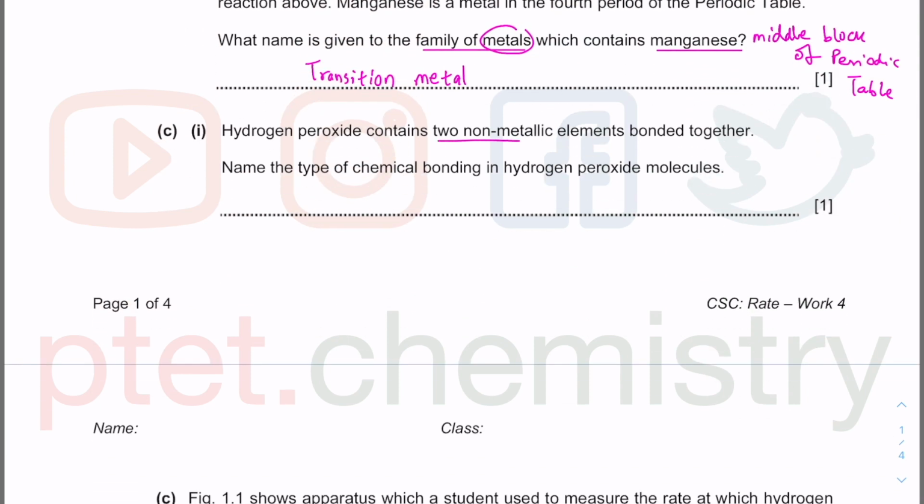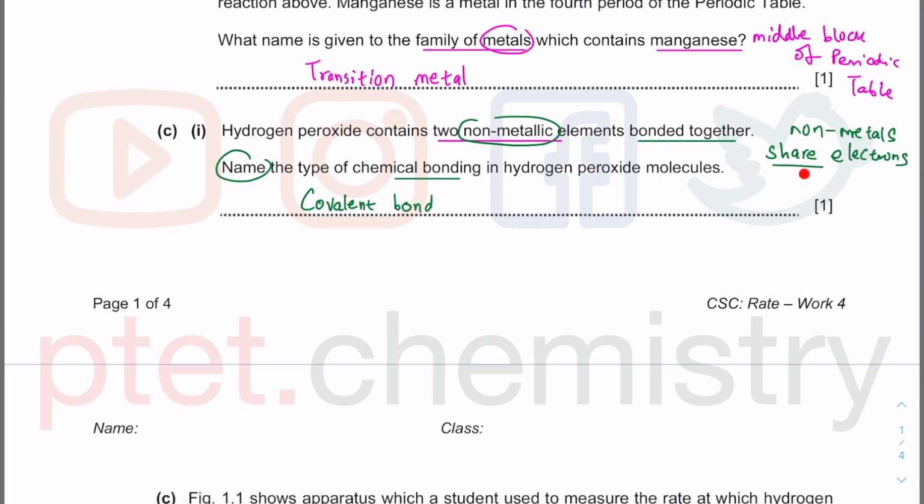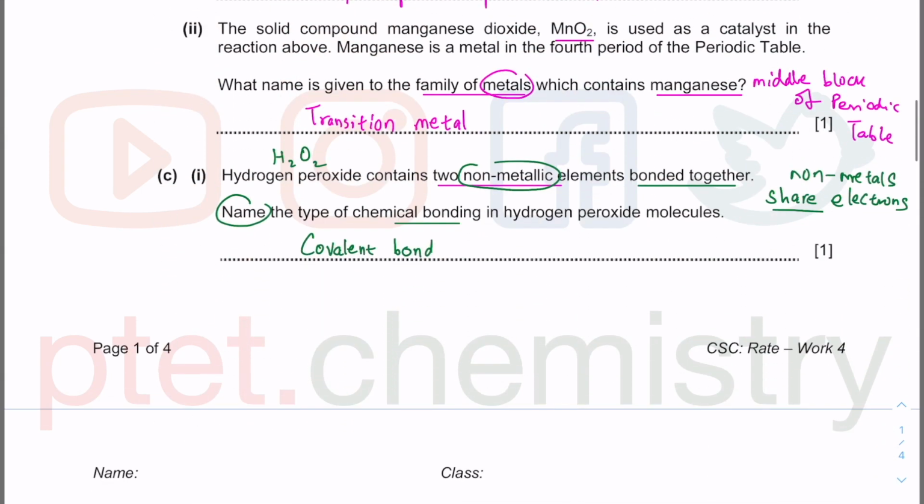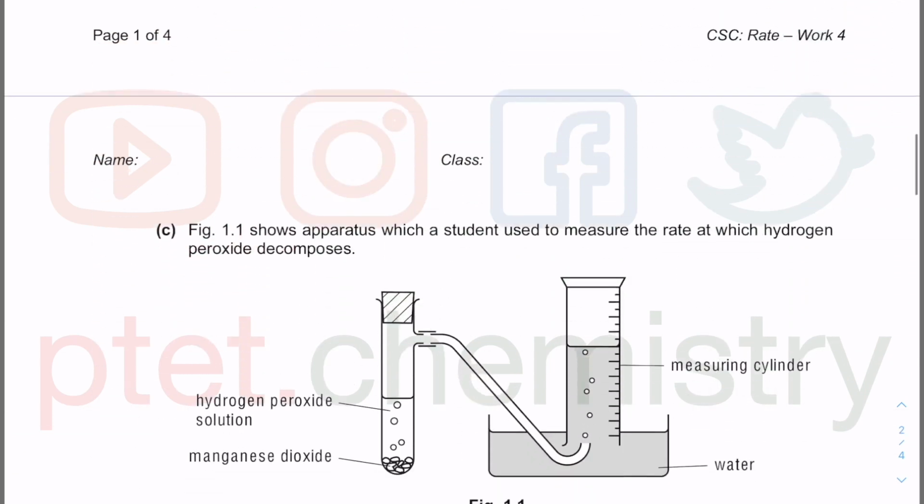Hydrogen peroxide contains two non-metallic elements. The key word there really is non-metals. Non-metals and non-metals form covalent bonds by sharing electrons. Non-metals don't like to transfer electrons by losing or gaining. Instead, they share electrons. So the type of chemical bond is going to be covalent bonding. Covalent bonds involve sharing of electrons between non-metals. Hydrogen peroxide, H2O2: hydrogen and oxygen are both non-metals that form covalent bonds by sharing electrons.